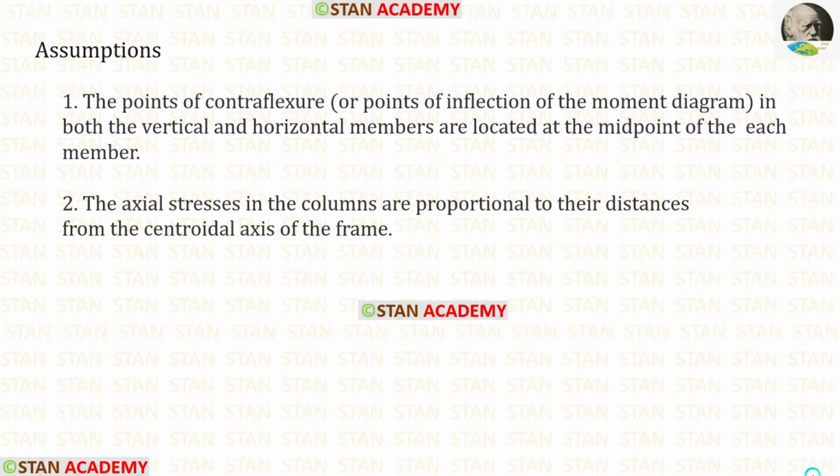Now let us see the assumptions in the cantilever method. The points of contraflexure in both the vertical and horizontal members are located at the midpoint of each member. The axial stresses in the columns are proportional to their distances from the centroidal axis of the frame.